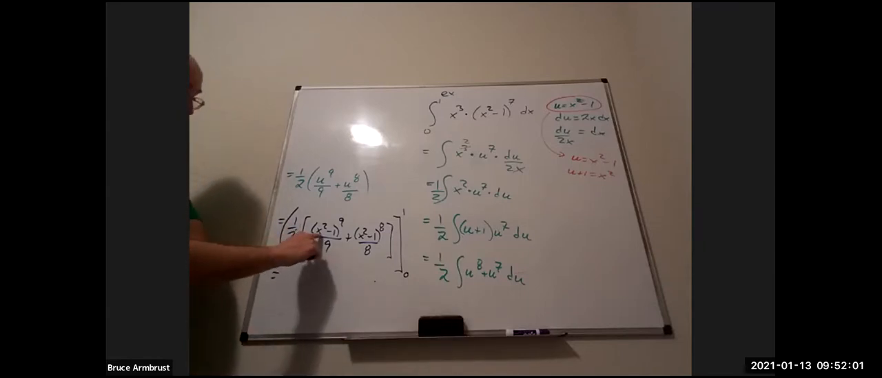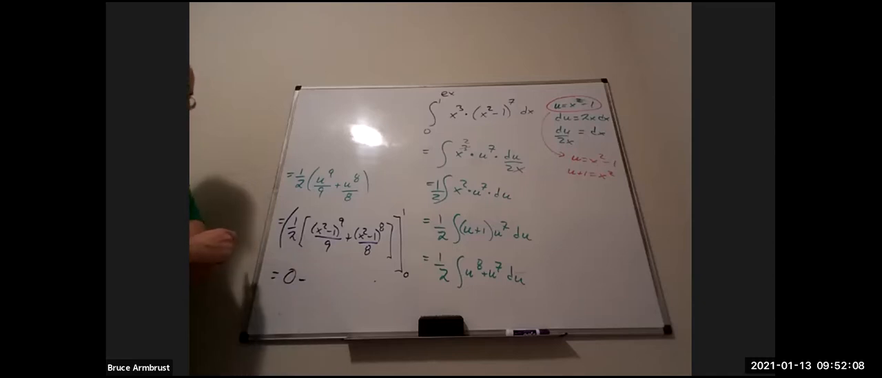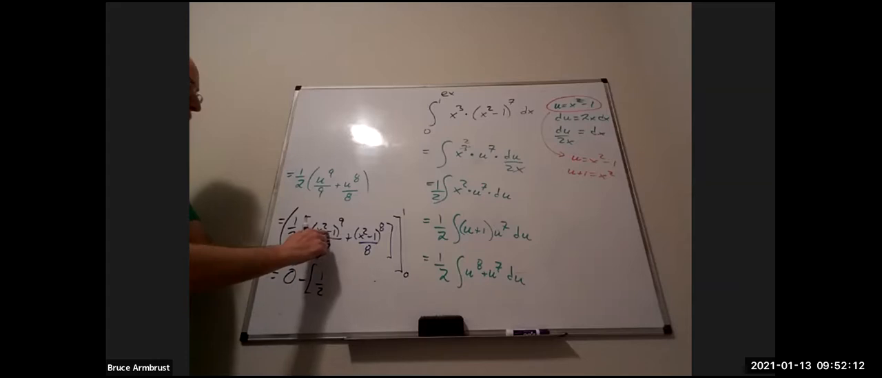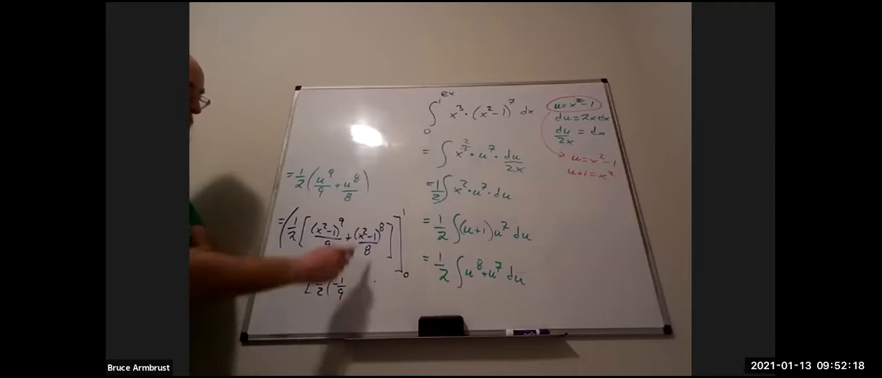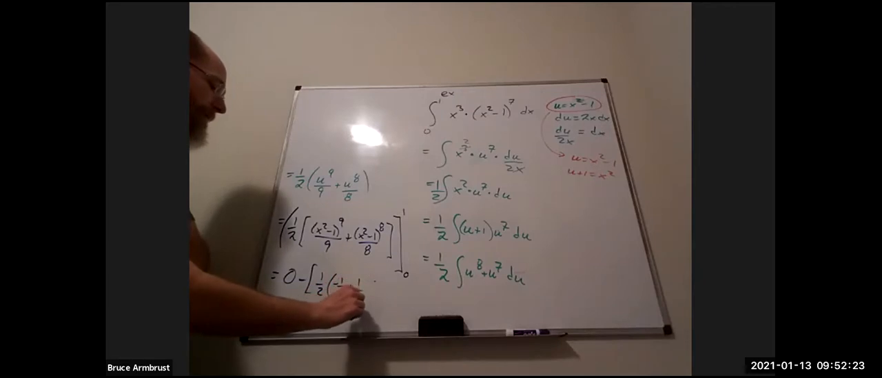When we plug in 1, 1 squared minus 1 is 0. So all of this stuff is 0. When I plug in 0, I'm going to get negative 1 to the 9th over 9. So that's negative 1/9. This one I get negative 1 to the 8th over 8. So that's a positive 1/8.